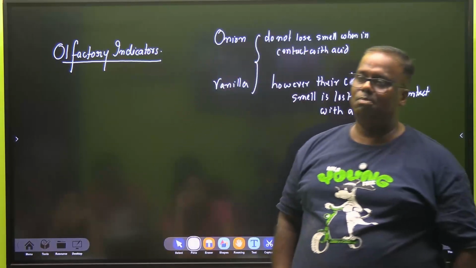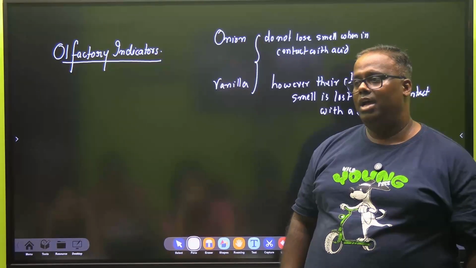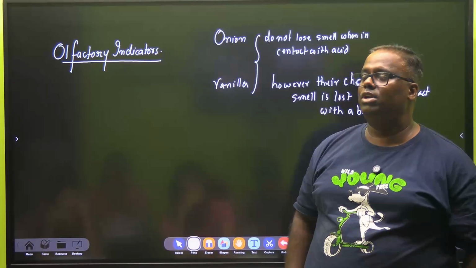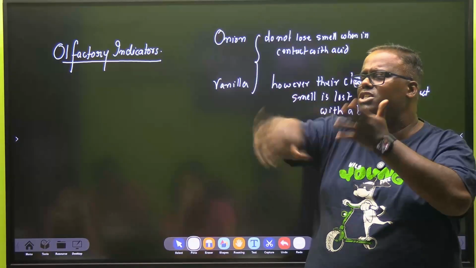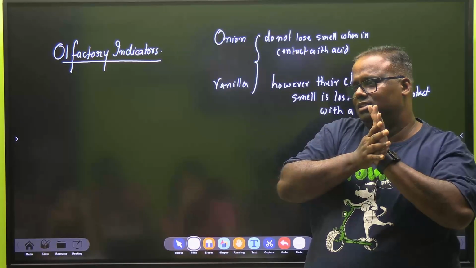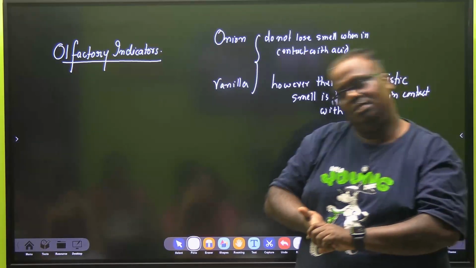Children, give me some examples. Well, the examples are onion and vanilla. They have a characteristic smell, and this smell is completely lost when in contact with a base. And if you forget that, always remember an onion dish is always cleaned with a Vim bar so that there is no smell. Right? Let's move ahead.